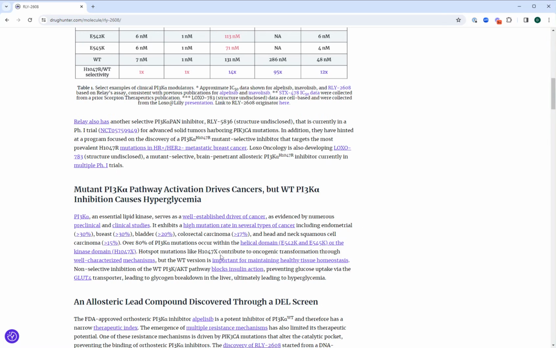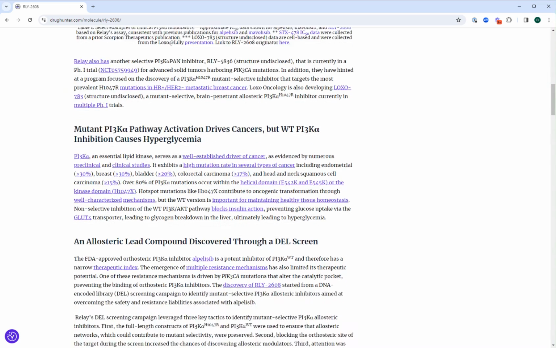Wild type PI3 kinase is actually known to block insulin action. So by blocking PI3 kinase, insulin action is blocked, which then prevents the uptake of glucose via specific GLUT transporters, which leads to breakdown of glycogen in the liver, which ultimately leads to hyperglycemia.